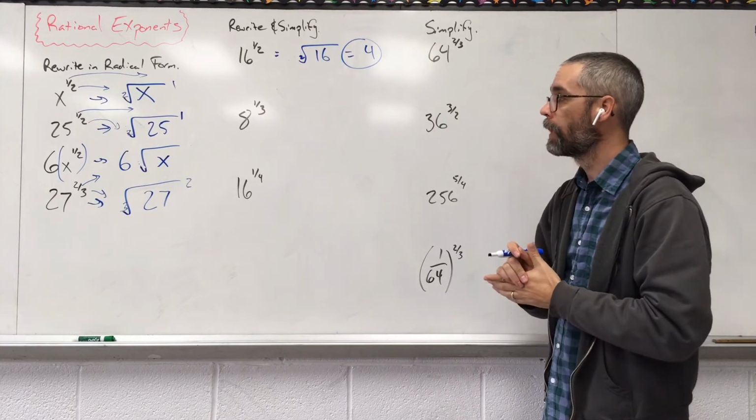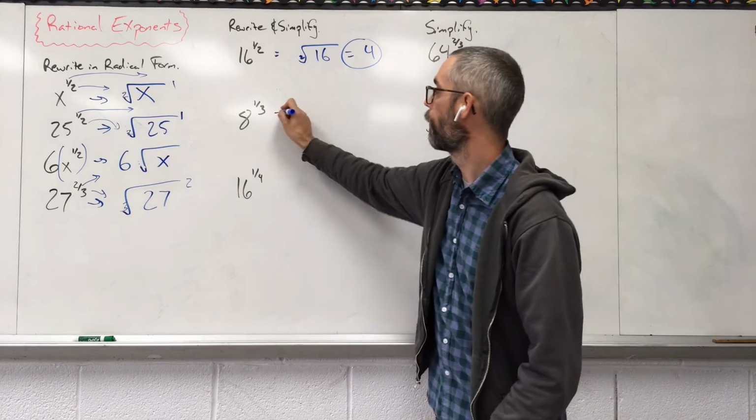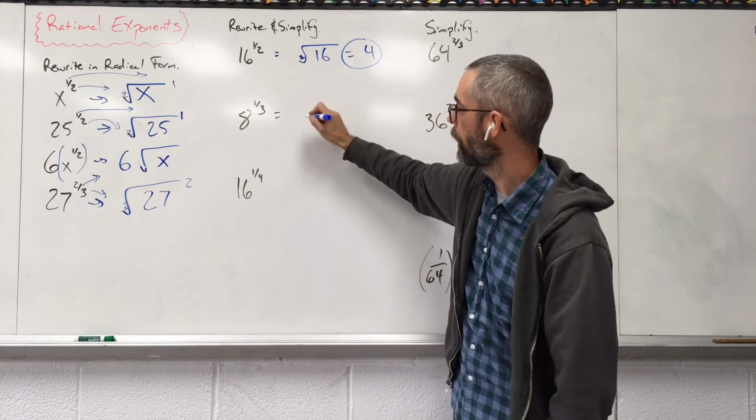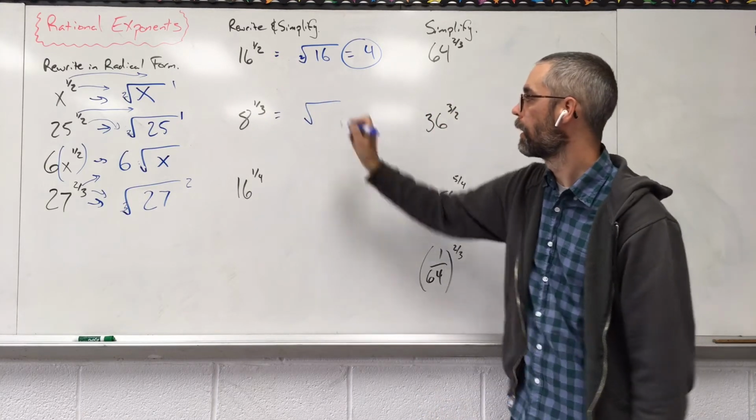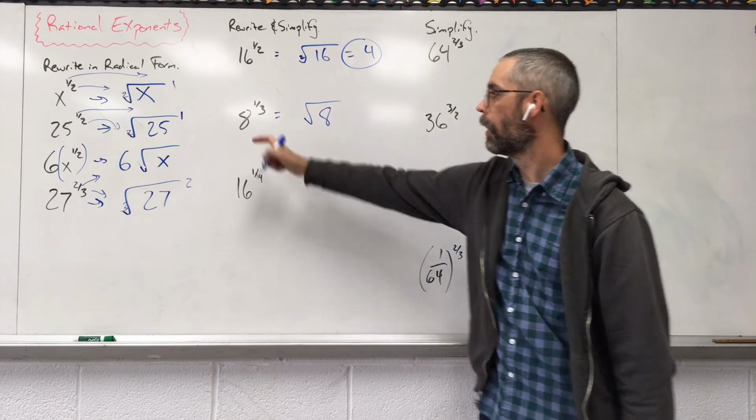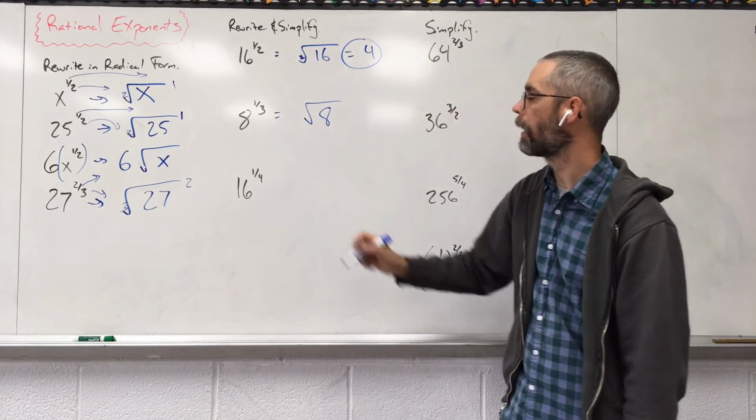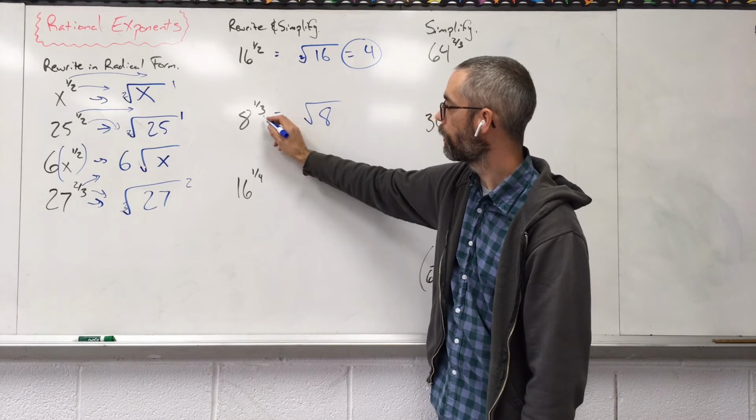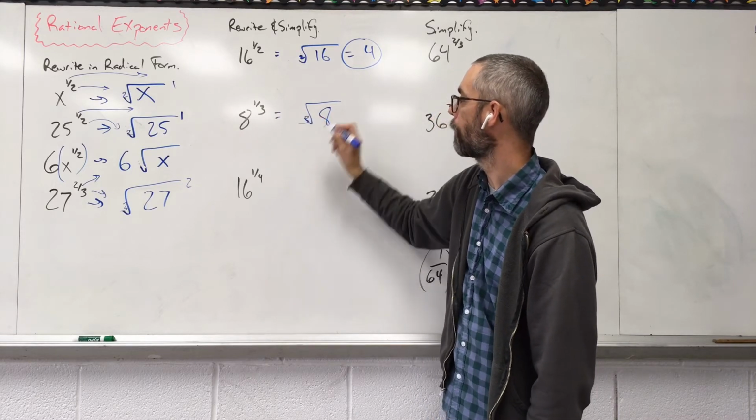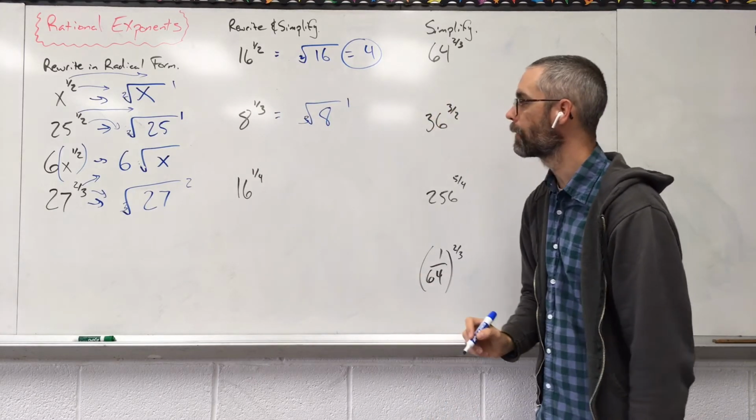Okay, what if we have 8 to the 1/3? Well, we have a fraction as an exponent. We know we're going to have a radical. The 8's our base. That's what goes on the inside. Now split this up. 3 is on the bottom, it stays in the bottom. The 1's up top, it stays up top.